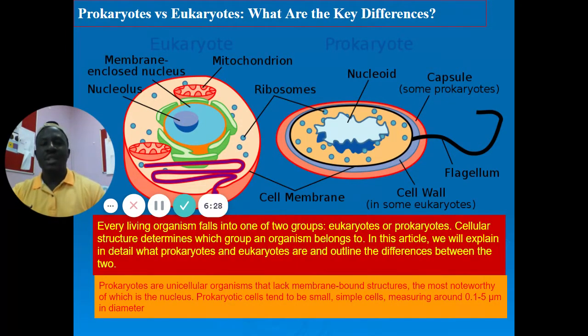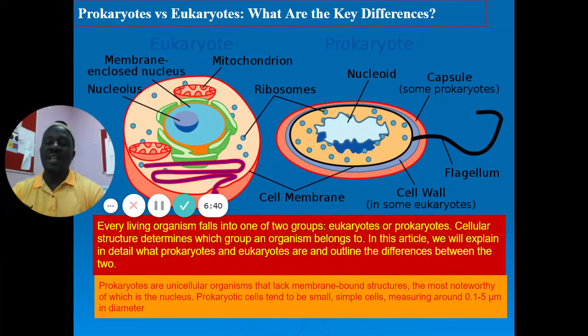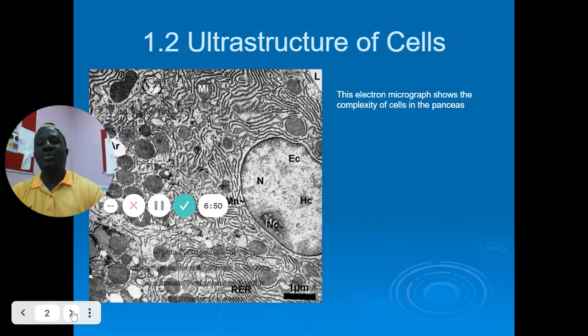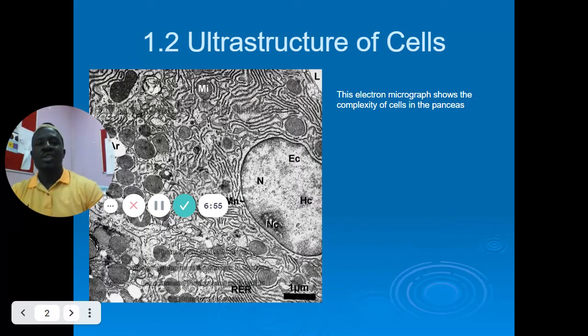We've seen what a prokaryotic cell is: a unicellular organism that lacks membrane-bound organelles. At times we say it lacks double membrane organelles, as we are yet to see. Our next part is, what is the ultrastructure of a cell? So when I mention the term, we are talking about micrograph.